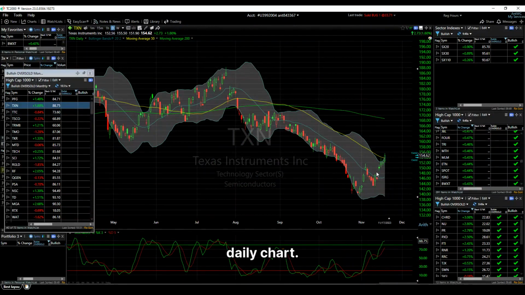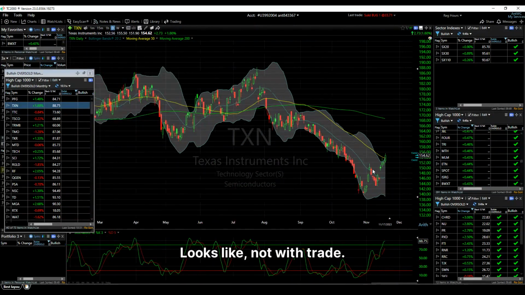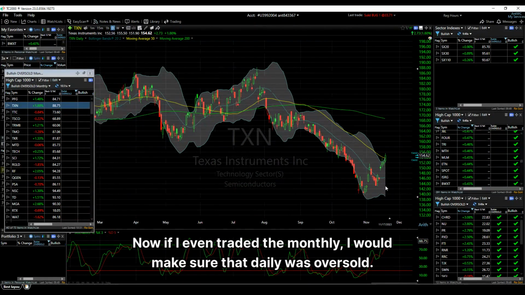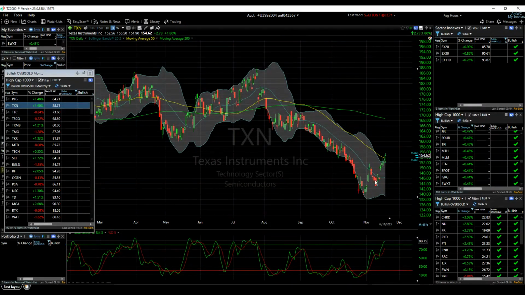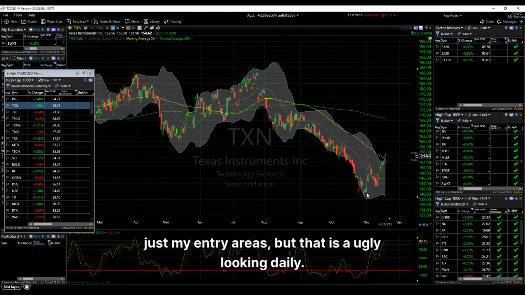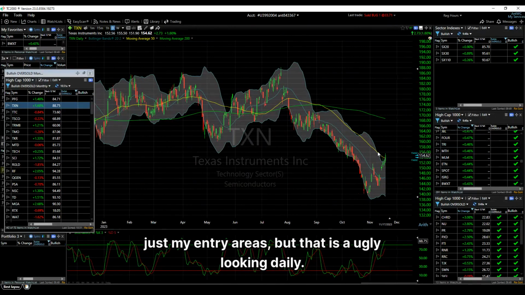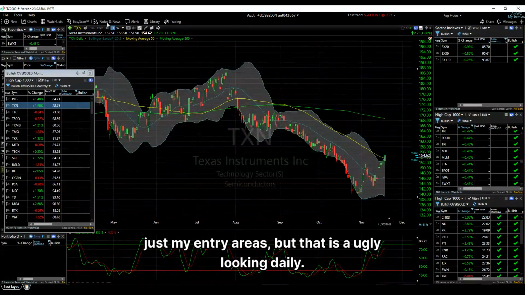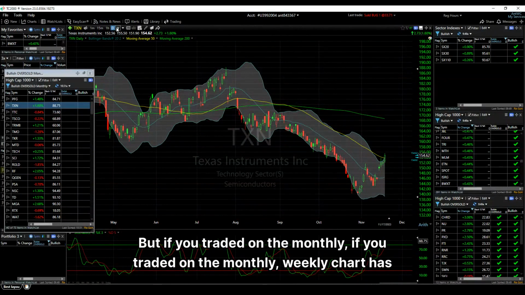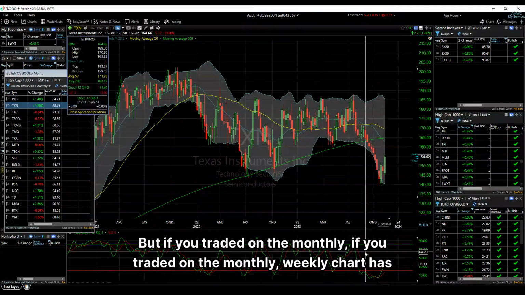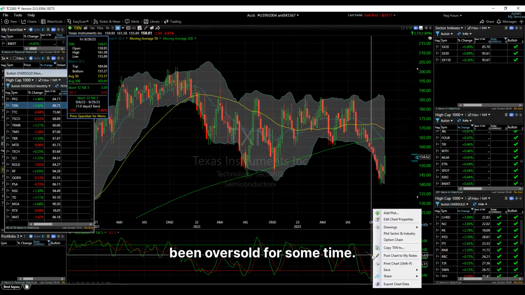But let's just look at their daily chart. Looks like not a trade. Now, if I even traded the monthly, I would make sure the daily was oversold. Just my entry areas. But that is an ugly looking daily. But if you traded on the monthly, the weekly chart has been oversold for some time.